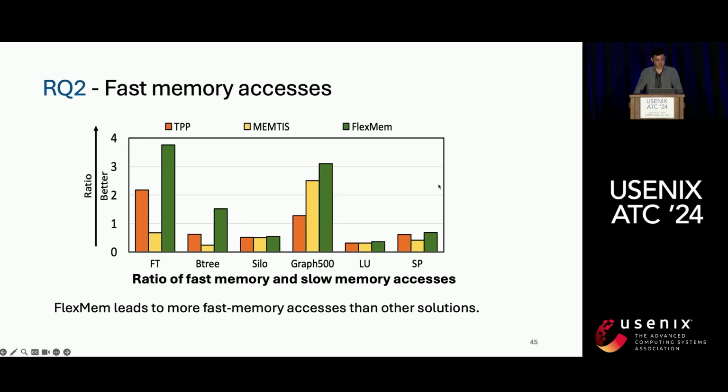This figure shows the fast memory and slow memory access ratio. From this figure we can verify the benefits of FlexMem. FlexMem leads to more fast memory accesses than other solutions. That is firstly because of adaptive profiling, second because of adaptive demotion, and the last one is because of warm set bins.